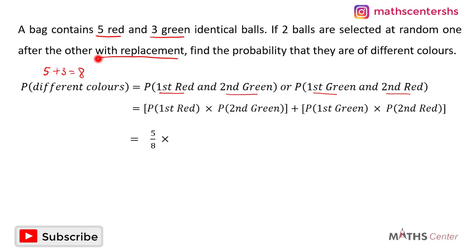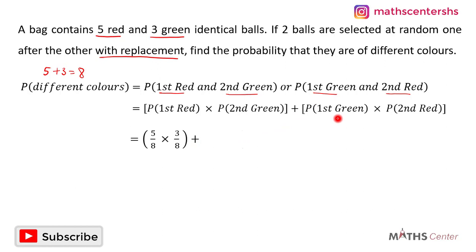Remember that we are selecting the 2 balls one after the other with replacement. So it means that after selecting the first ball, we will drop it back into the bag and then we will select the second ball. So by the time that we will be selecting the second ball, the number of green balls in the bag will be 3 and the total number of balls will be 8. So the probability that the second ball is green will be 3 divided by 8. This is the first instance. We have all here, so plus.